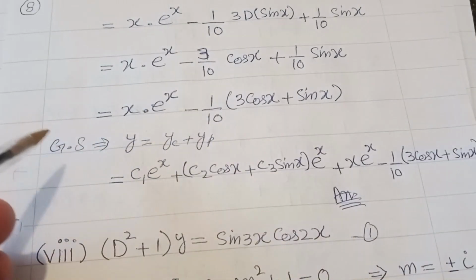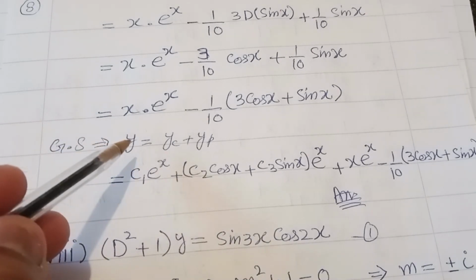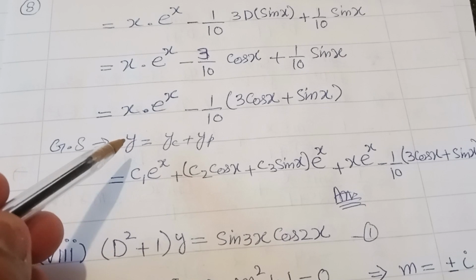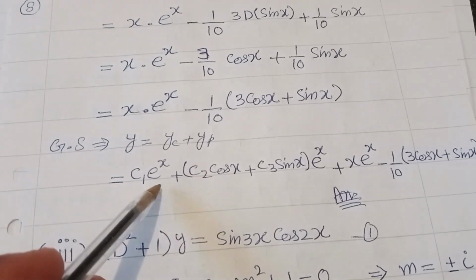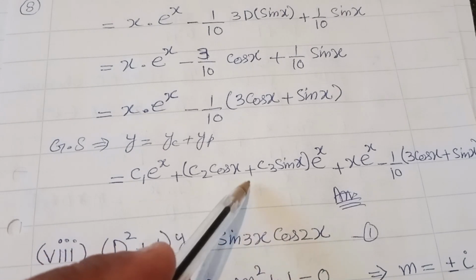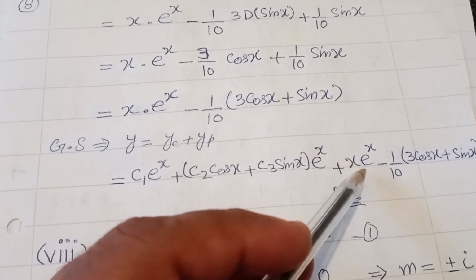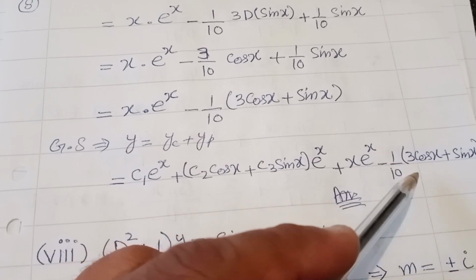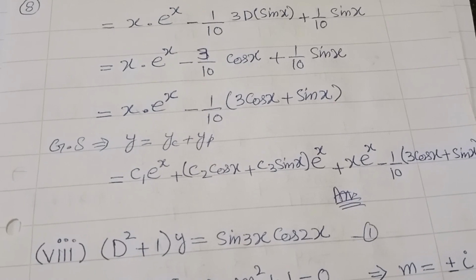Now we will write the entire solution, that is y is equal to yc plus yp, that is complementary function plus particular integral. So y is equal to (c1 exponential x plus c2 cos x plus c3 sin x) into exponential x plus x times exponential x minus 1 upon 10 times (3 cos x plus sin x). So this is our full solution of this differential equation.